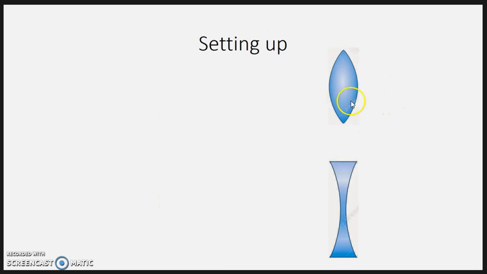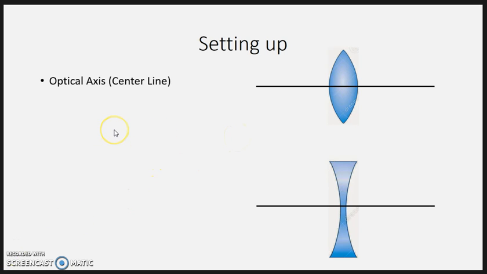So we've got our two lenses here. We've got our converging lens on top and our diverging lens on the bottom. The first thing that we need is to show our optical axis, aka the center line. That's the line that cuts through the center of the lens horizontally, along which we will be showing focal points later on.